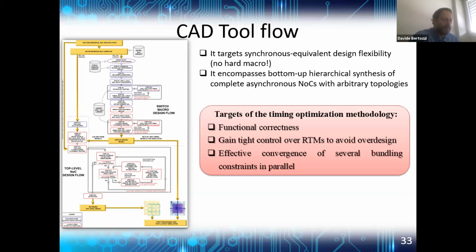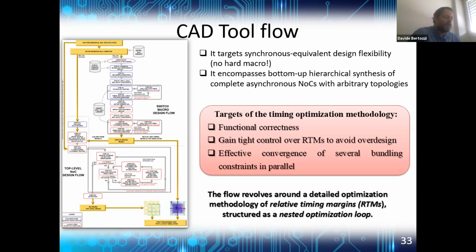Unlike prior approaches, this methodology not only guarantees functional correctness, that is, that the relative timing constraints are met, but also gains tight control over relative timing margins. So it generally prevents the delays on control lines from greatly exceeding the data path delays to be matched, thus avoiding significant latency and cycle time degradations, while at the same time still enforcing reasonable timing margins. Simultaneously, this methodology makes the convergence in satisfying several bundling constraints in parallel computationally affordable without overloading the synthesis engine.